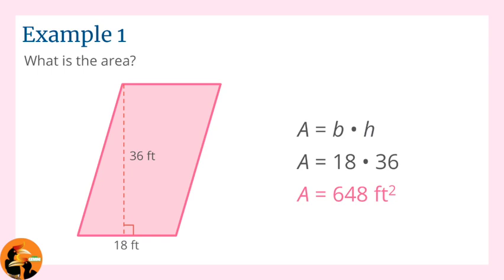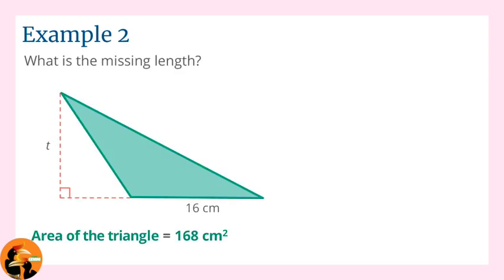Moving on to example 2. This time, we're given the area of the triangle, 168 square centimeters, and the length of its base, 16 centimeters. But we're asked to find the missing length, t. Note that t is outside the triangle, but it spans the distance from the base to the triangle's highest vertex and is perpendicular to the base. That means t is the height of the triangle.